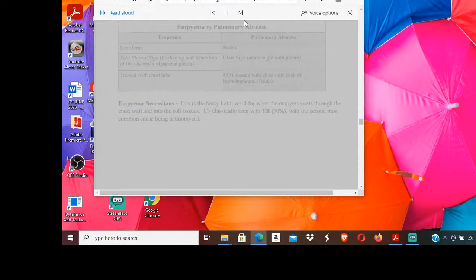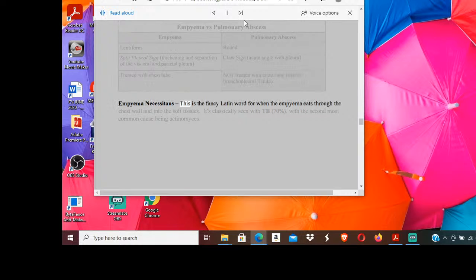Empyema versus pulmonary abscess. Empyema: lentiform shape, split pleura sign with thickening and separation of the visceral and parietal pleura, acute angle with pleura, treated with chest tube. Pulmonary abscess: round, claw sign, not treated with chest tube, risk of bronchopleural fistula.